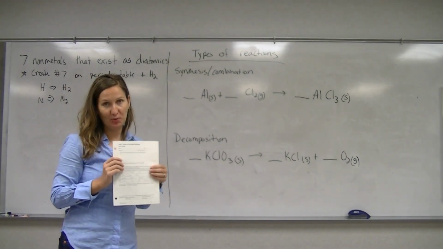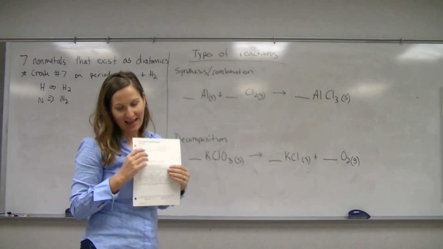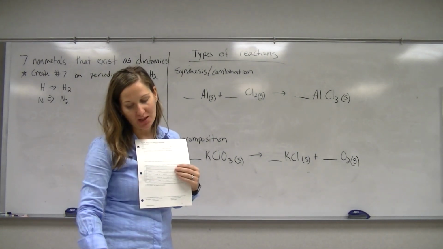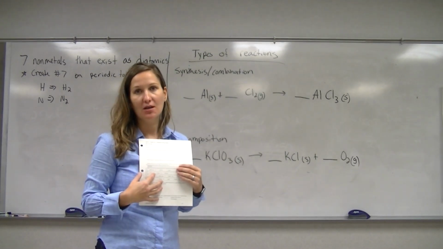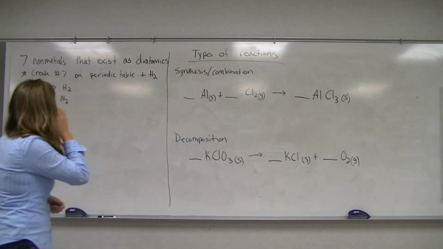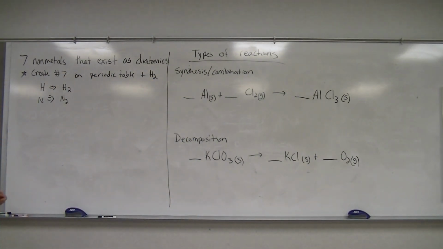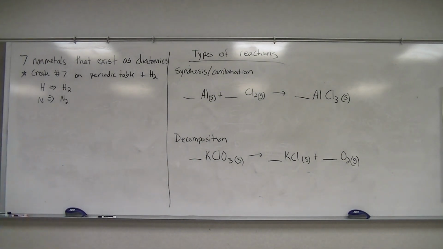You still need to turn in the pre-lab. No one should get anything wrong in the pre-lab because I'm about to do it. And then everything you learn in the pre-lab you can apply to the lab portion because it's the same steps for all parts. So let's start by looking at the 7 nonmetals that exist as diatomics.